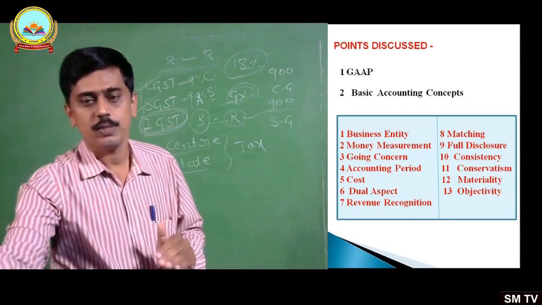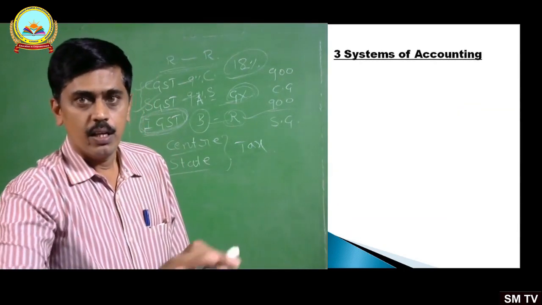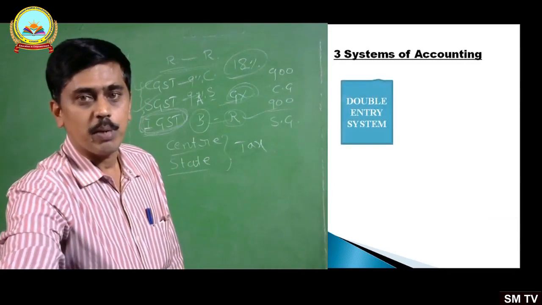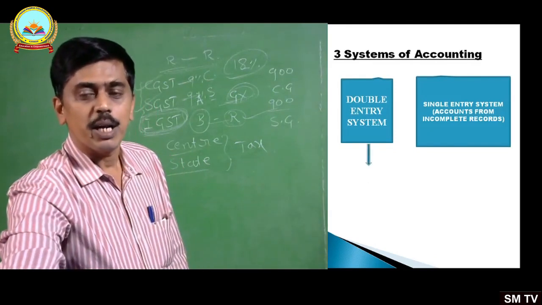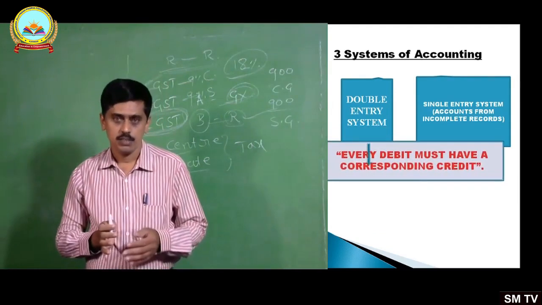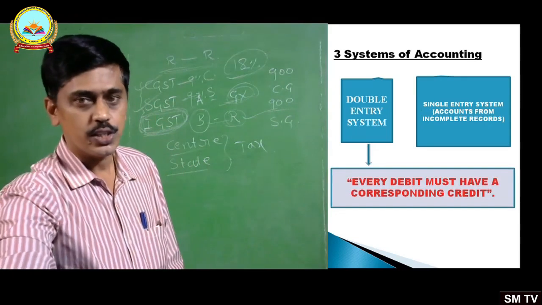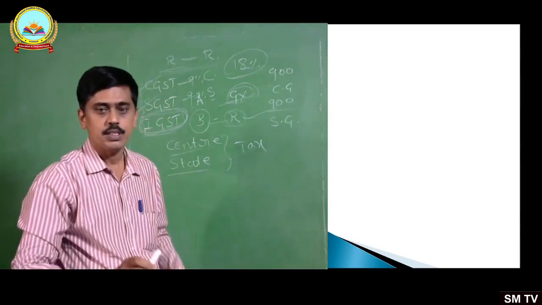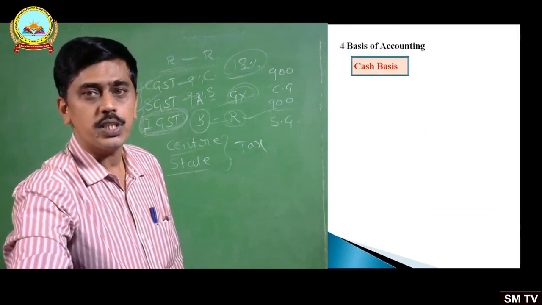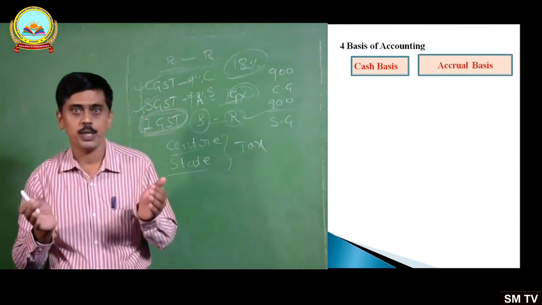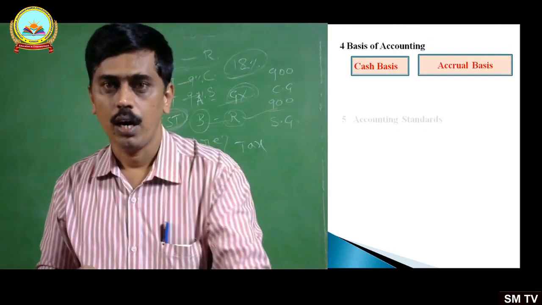Okay, next we have discussed systems of accounting, and in that we have discussed two systems, double entry system and single entry system. And double entry system is based on the fundamental principle that every debit must have a corresponding credit, isn't it? And next we have discussed about basis of accounting. In that there are two bases, cash basis and accrual basis.